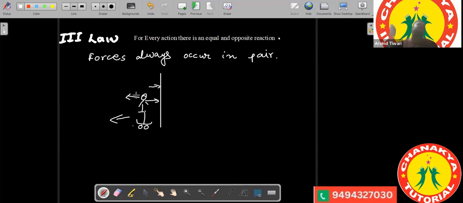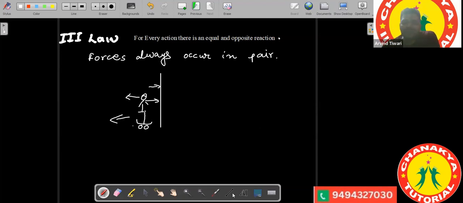Now the words action and reaction do not mean that only the push of the man is action and the push of the wall is reaction. You can call any of them the action force and any of them the reaction force. Even the push of the wall can be called action and the push of the man can be called reaction. There is no time delay. It's not that first the man pushes, and then after some time he gets the reaction. No, it's an instantaneous, same time reaction.